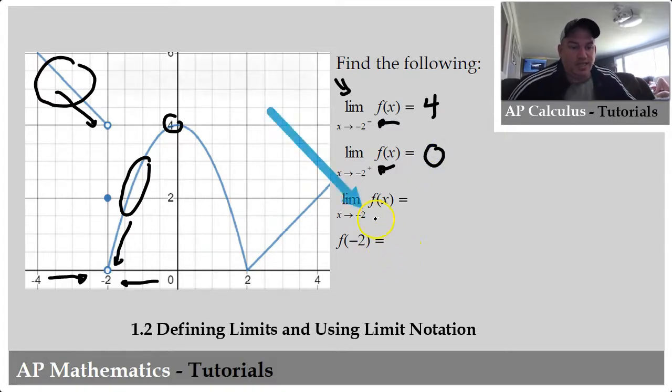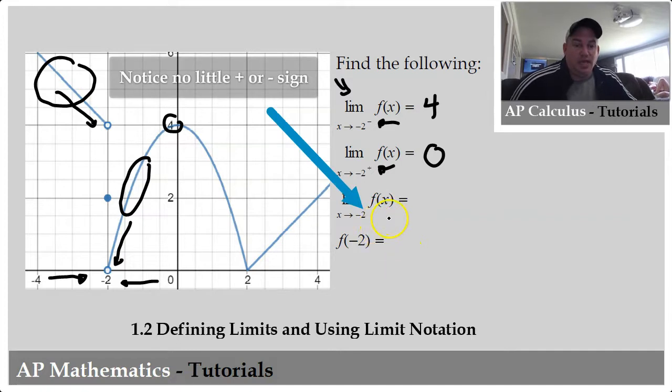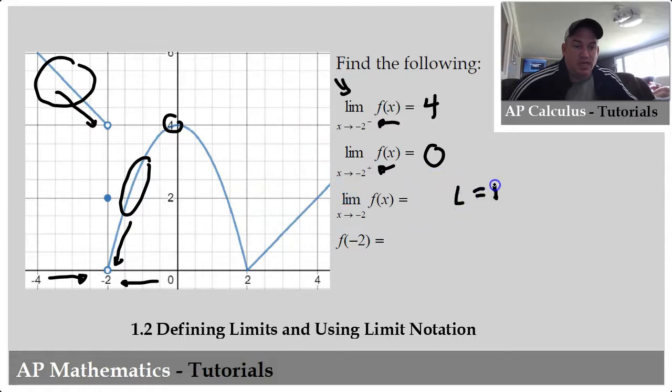Now my third statement here is called the general limit. And the general limit only exists if the left-hand limit is equal to the right-hand limit. And since my left-hand limit is 4 and my right-hand limit is 0, then the general limit does not exist.